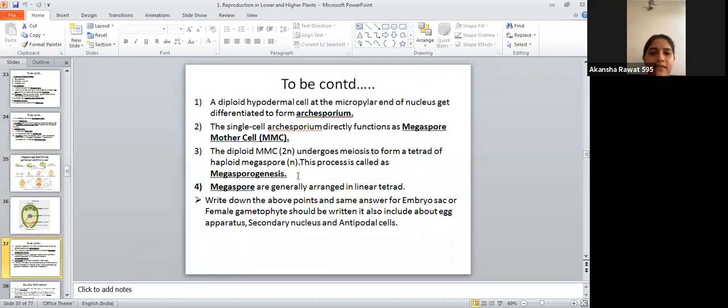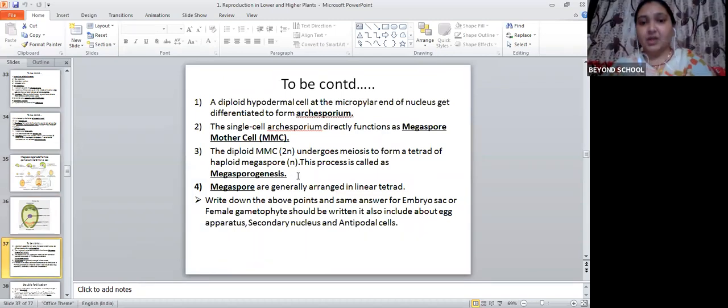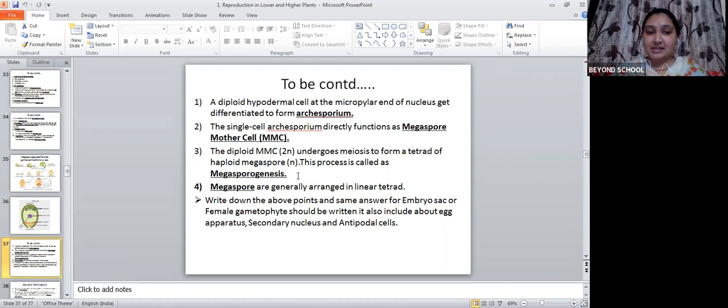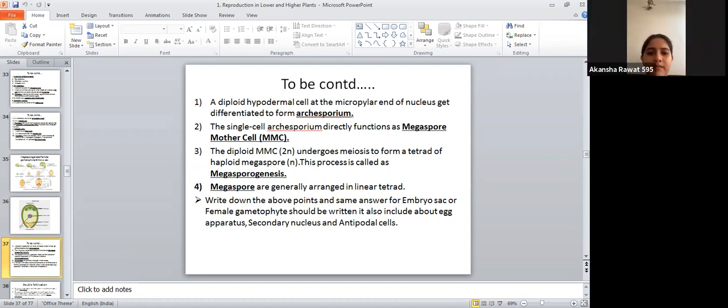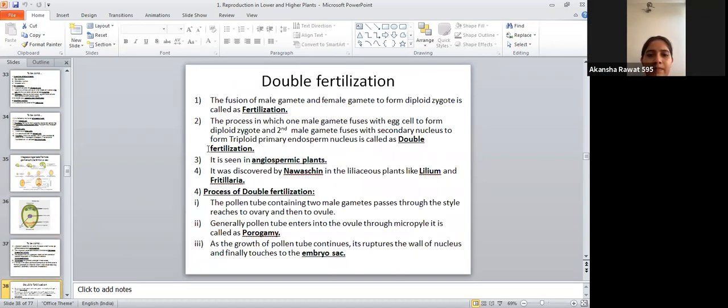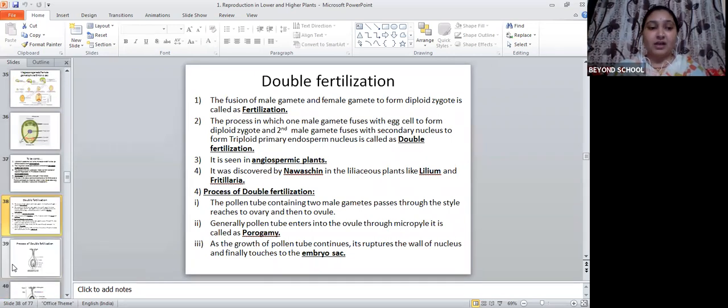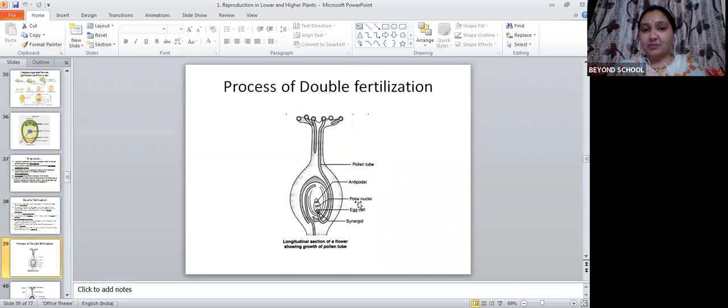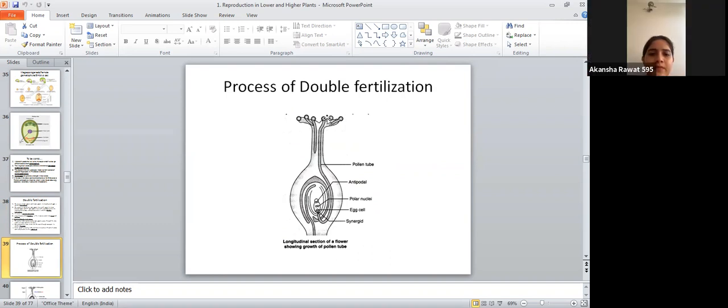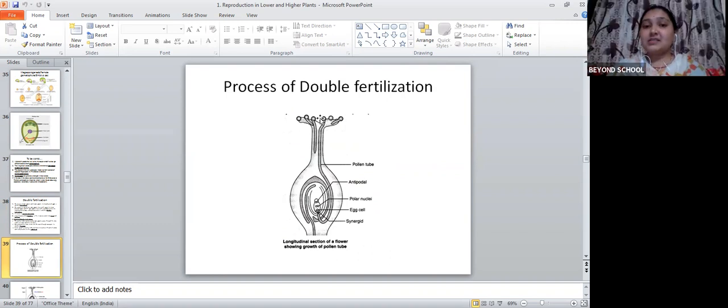We also saw the meaning of archesporium, megaspore mother cells, and megasporogenesis. Then we came to double fertilization. In double fertilization, we saw this diagram: how the pollen grains germinate on the stigma, how the stigma swells, and the pollen tube comes out.